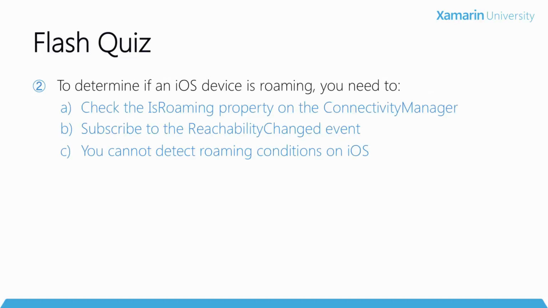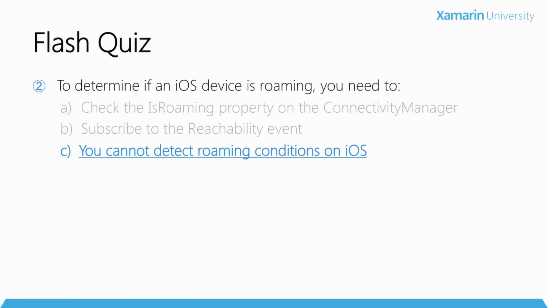Question 2. To determine if an iOS device is roaming, you need to A. Check the isRoaming property on the Connectivity Manager, B. Subscribe to the Reachability Changed event, or C. You cannot detect roaming conditions on iOS. Unfortunately, iOS does not give us the ability to check if we are on a roaming network. Android and Windows Phone give us this capability, but iOS does not.